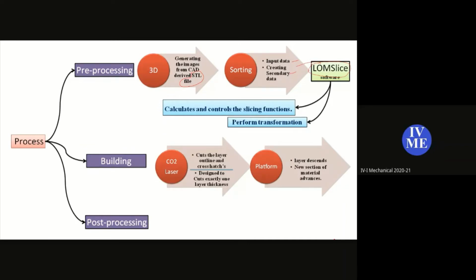Okay, now what type of laser is used? A CO2 laser. This laser cuts the layer outline and cross hatches. The cross hatches and layer outline will be explained in the next slide. So what is the main function of the CO2 laser? It cuts the layer outline and cross hatches, and this laser is designed to cut exactly the layer thickness.